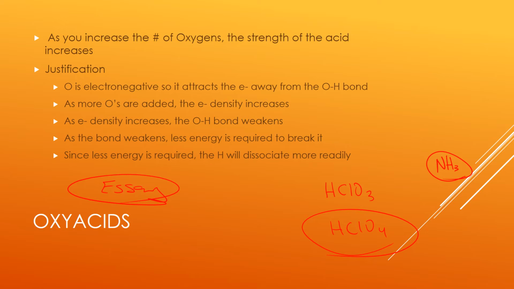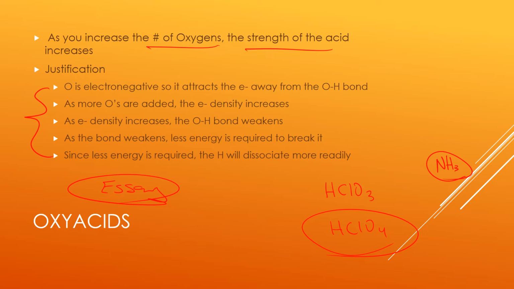So HClO4 is a stronger acid than HClO3. Now our justification as to why is not just that as you increase oxygens, you increase the strength of the acid. Our justification lies within this process. Oxygen is electronegative, so it attracts the electrons away from the OH bond. As more oxygens are added, the electron density shifts. So what that means is that the electrons are being shifted further away from that bond that you have between the O and the H. As the electron density shifts, the OH bond weakens. So if the electrons are shifting to the other side, that bond there is being weakened.